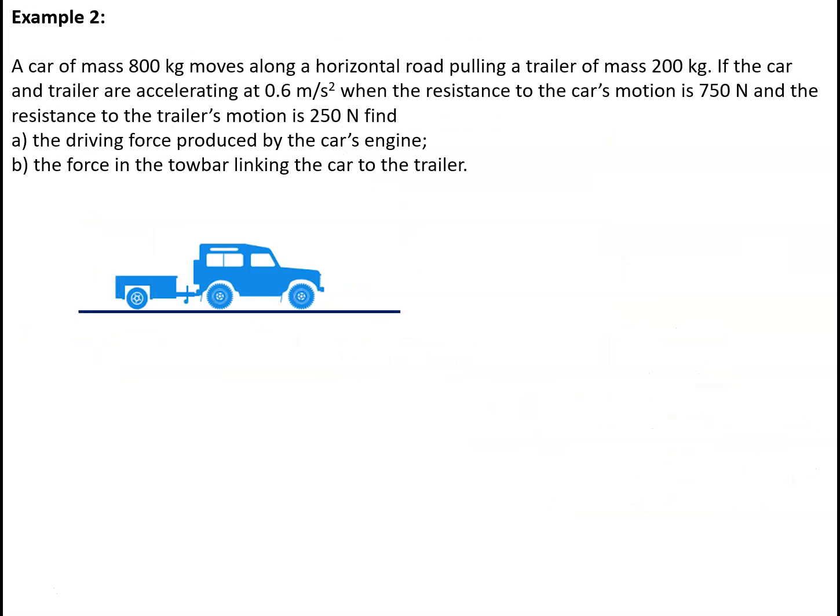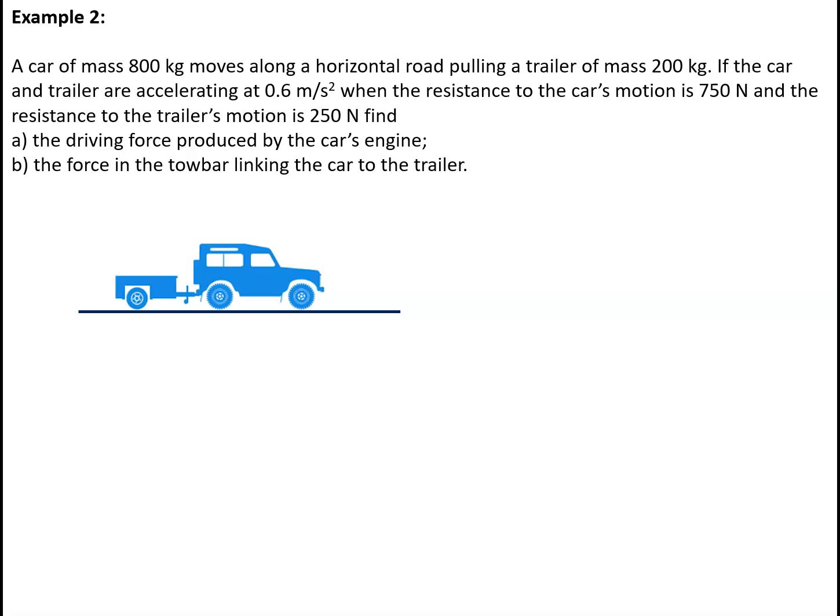For our second example, we've got a car of mass 800 kilograms that moves along a horizontal road, pulling a trailer of mass 200 kilograms. The car and the trailer are accelerating at 0.6 meters per second squared, when the resistance to the car's motion is 750 newtons, and the resistance to the trailer's motion is 250 newtons. We've got to find the driving force produced by the car's engine and the force in the tow bar linking the car to the trailer.